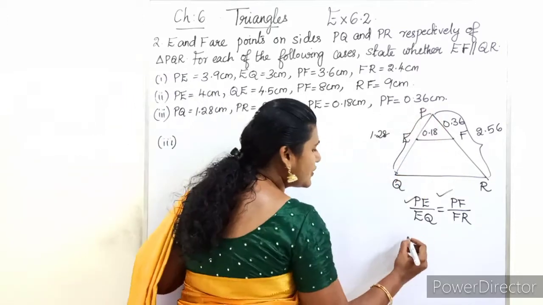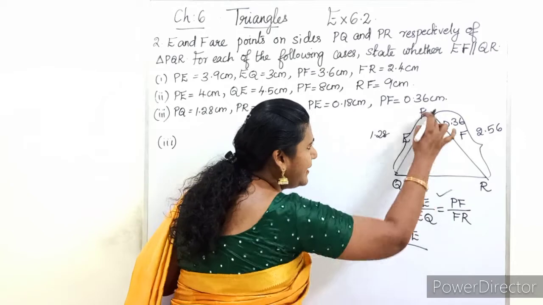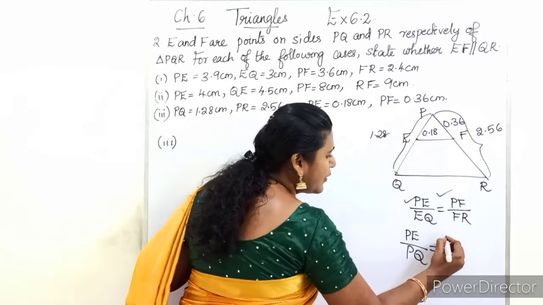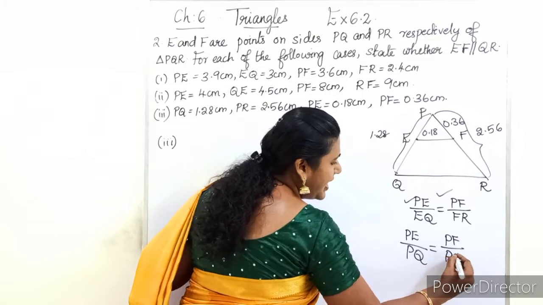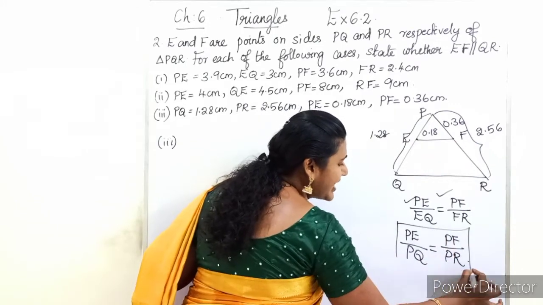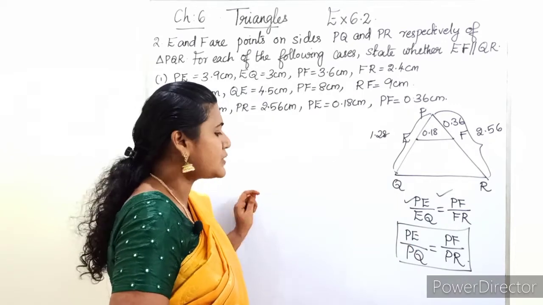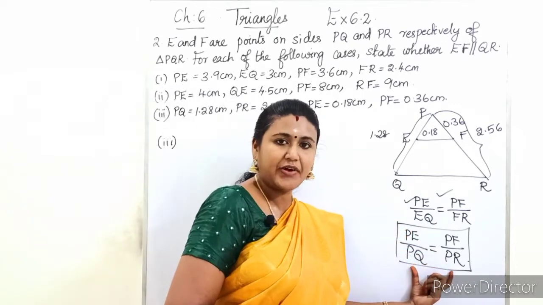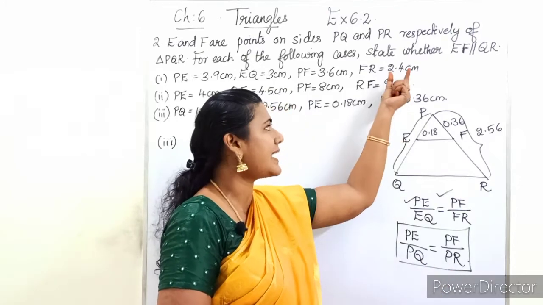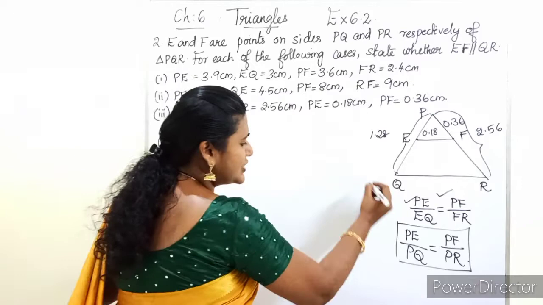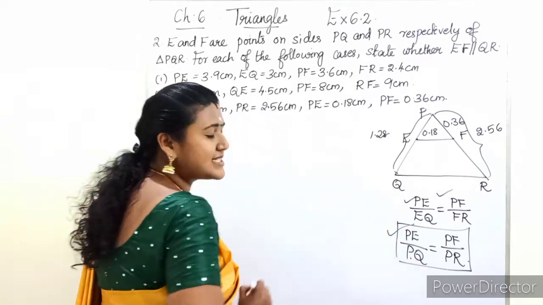We have already discussed one example of this in the basic proportionality theorem. This condition is PE by PQ, the full side, PE by PQ is equal to PF by PR. We derived this condition as an example in the basic proportionality theorem. If it is satisfied, we can say that the line EF is parallel to QR. So we will check this condition for the third question.